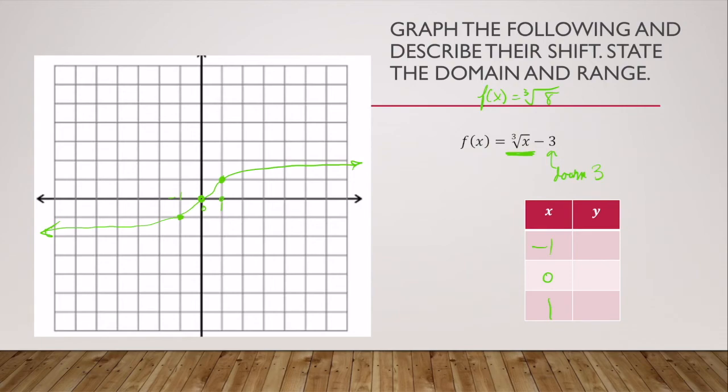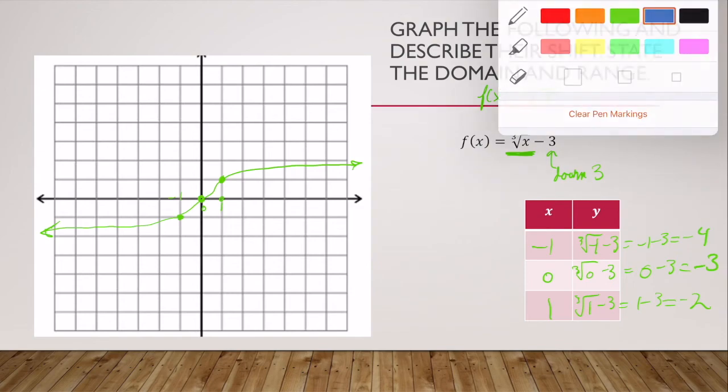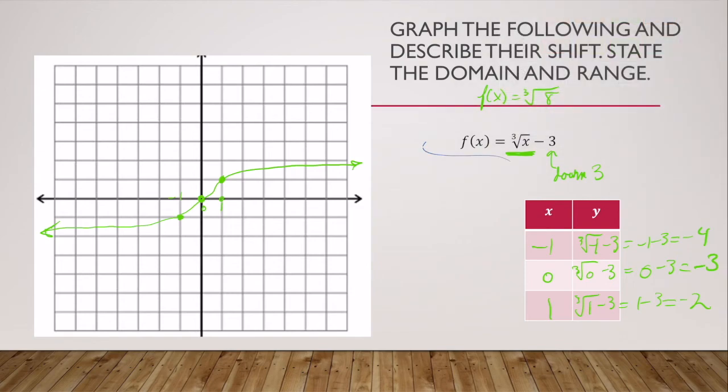If I took the cube root of -1 minus 3, that's going to give me -1 minus 3, which is -4. If I have the cube root of 0 minus 3, that's going to give me 0 minus 3, which is -3. And if I've got the cube root of 1 minus 3, that's going to give me 1 minus 3, which is -2. So let's go ahead and graph those points and take a look at how my graph has shifted. We're going to graph our new function in blue.